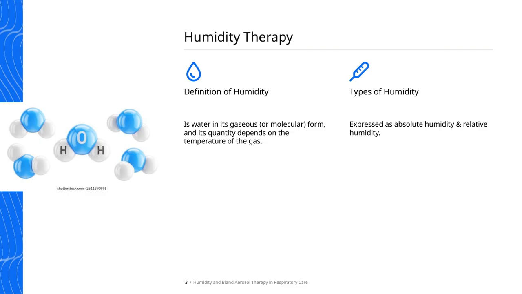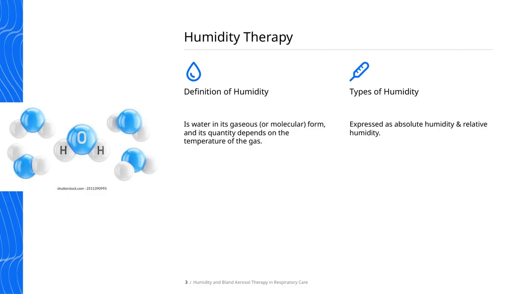Now, when we discuss types of humidity, we're really talking about water in its gaseous form, which we call water vapor. The amount of vapor depends heavily on temperature. Warmer air can hold more moisture, and cooler air holds less.